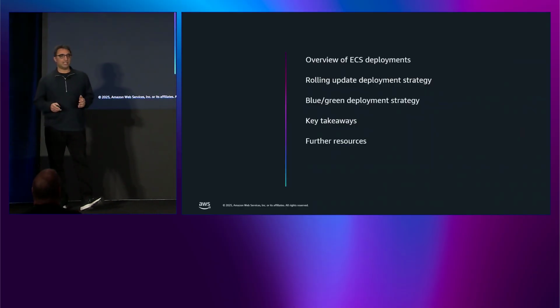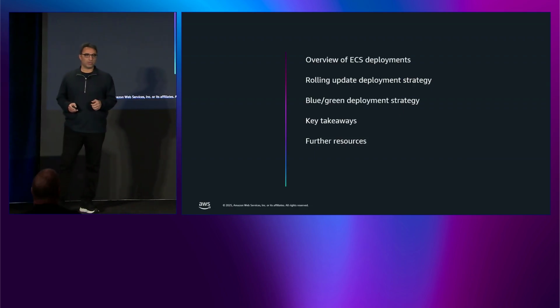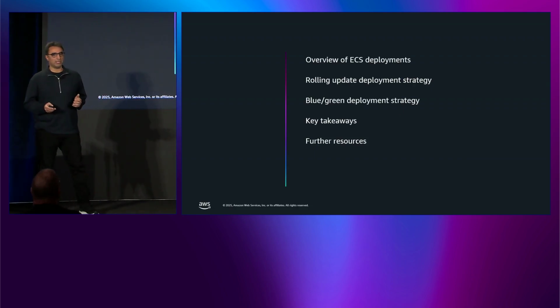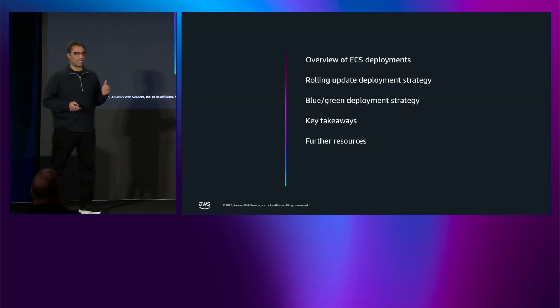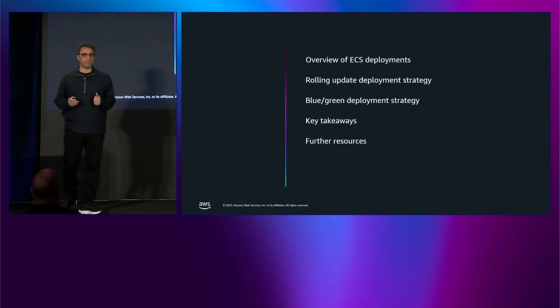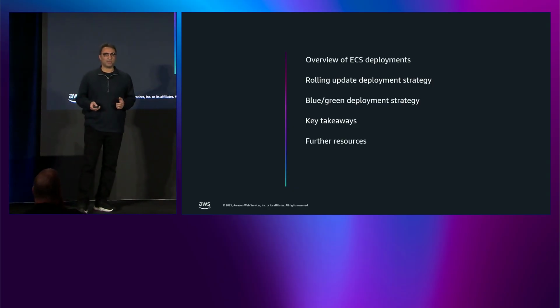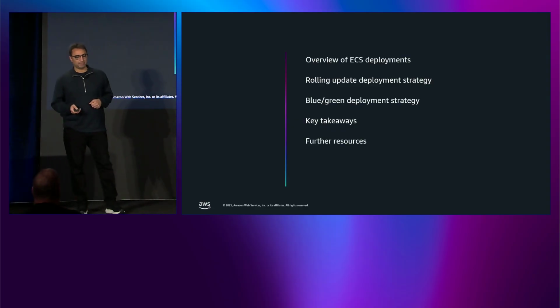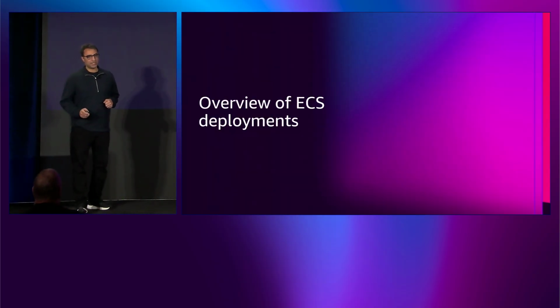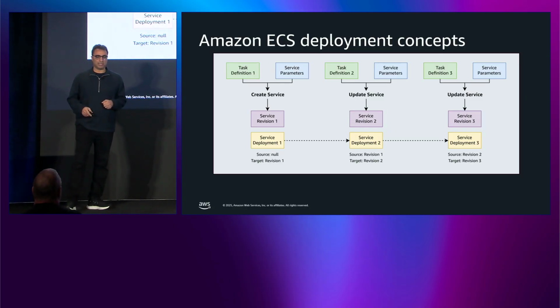This is the agenda for today. We are going to start with a quick overview for ECS deployments, and then we'll talk about the rolling update deployment strategy. We'll talk about the blue-green deployment strategy, and then we'll end the session with a few key takeaways. So first, a quick overview for ECS deployments.